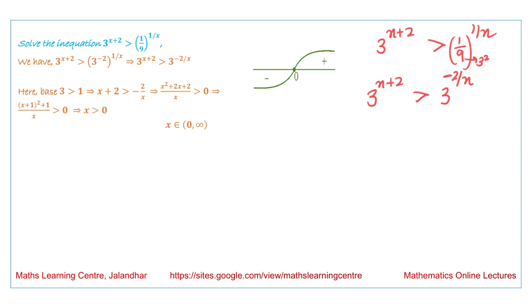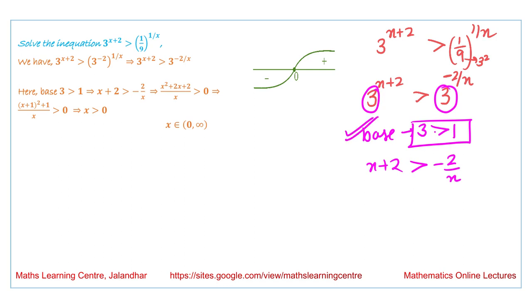Now the base in this case is 3. So what we will get is that x plus 2 is greater than minus 2 by x, because the base is greater than 1. The base is greater than 1, so powers we can compare over here. So we get x plus 2 is greater than minus 2 by x.